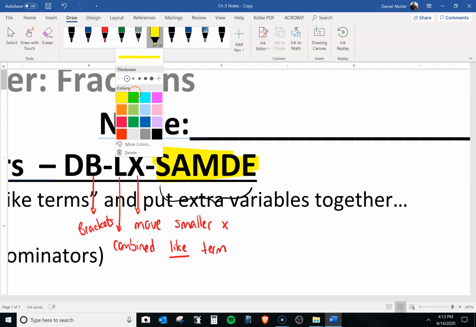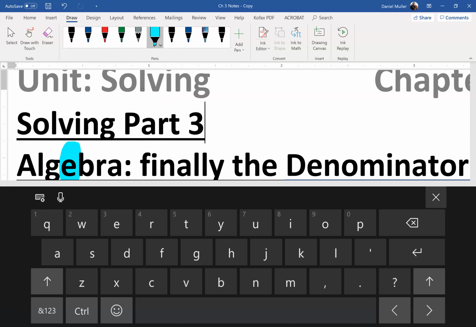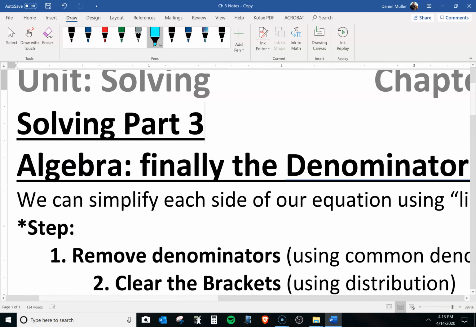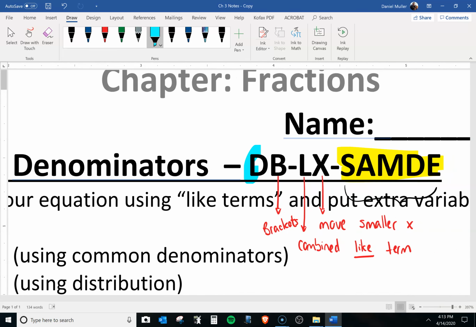Now, however, we are looking at what happens if we've got the D, which is denominator. How do you get rid of denominators? And it's actually pretty straightforward. That's what we have to do first. Now, whenever you see a denominator, you want to get rid of that first. Then we go through this list. Get rid of any brackets. Combine like terms. Move the smaller or more negative x, and then do backwards BEDMAS.